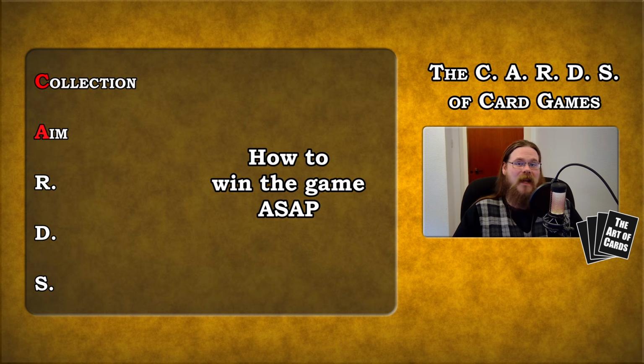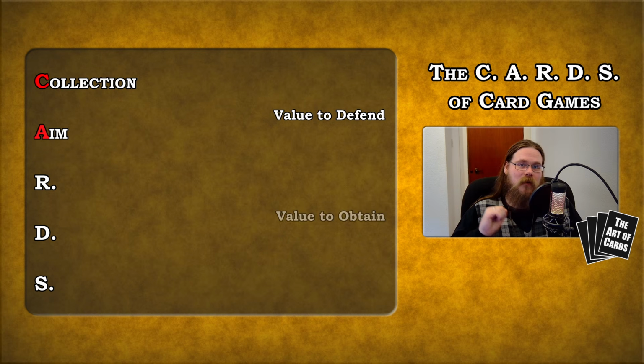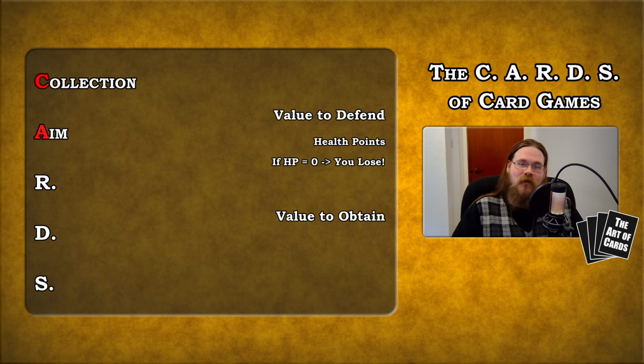Now, when it comes to winning the game, there's really only 2 different categories, but they can be done in a lot of different ways. These 2 categories are basically a value to defend and a value to obtain. The value to defend is probably the most common one. That's when you have some sort of value, usually health points, which when you reach 0, you lose the game.